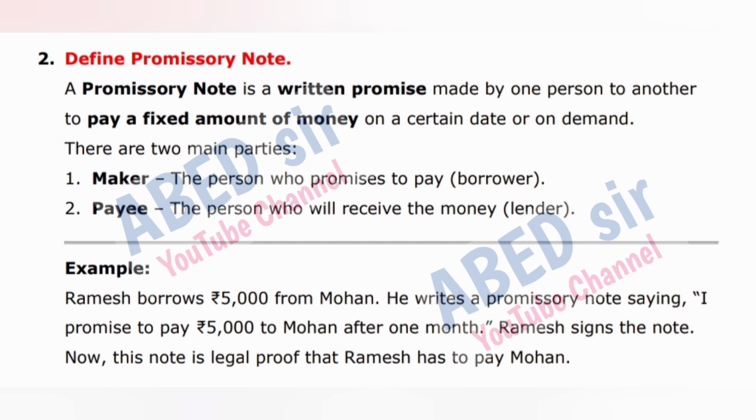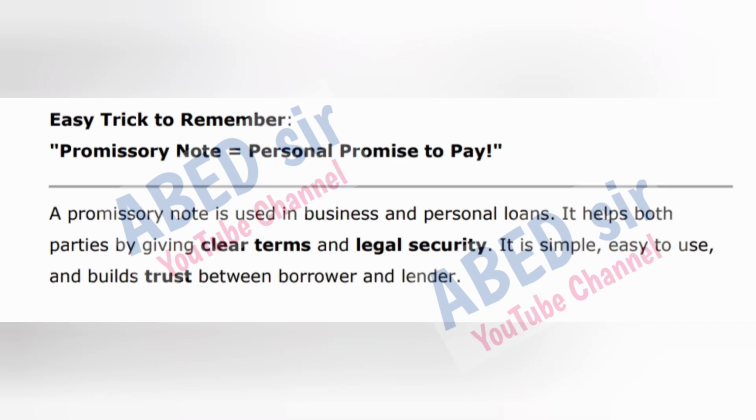Example: Ramesh borrows 5,000 rupees from Mohan. He writes a promissory note saying, "I promise to pay 5,000 rupees to Mohan after 1 month." Ramesh signs the note. Now, this note is legal proof that Ramesh has to pay Mohan. Easy trick to remember. Promissory note is equal to personal promise to pay. A promissory note is used in business and personal loans. It helps both parties by giving clear terms and legal security. It is simple, easy to use, and builds trust between borrower and lender.